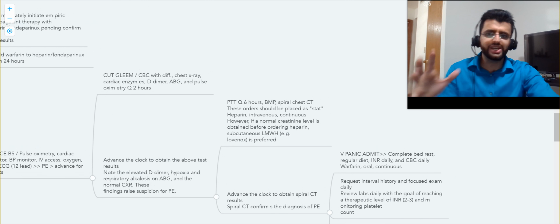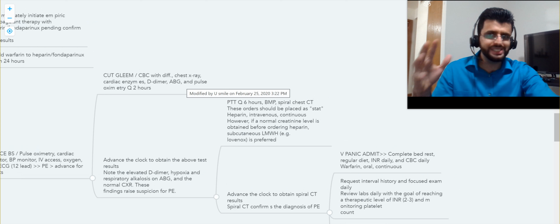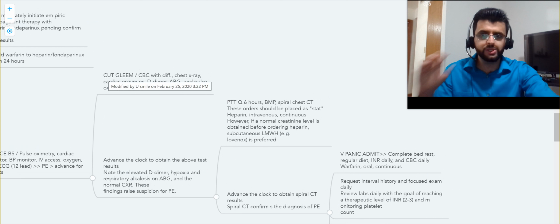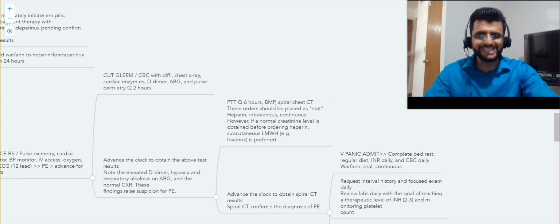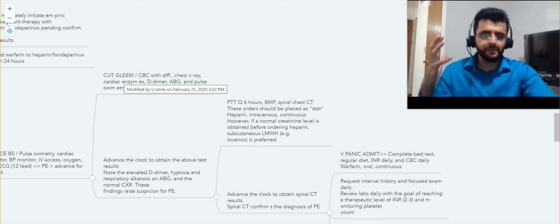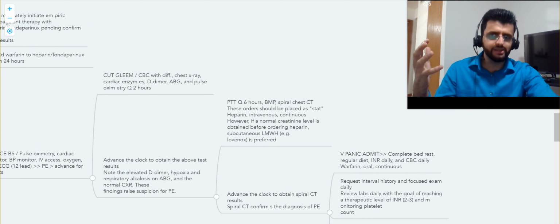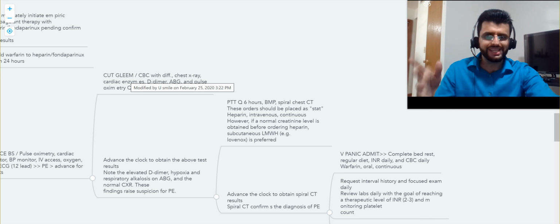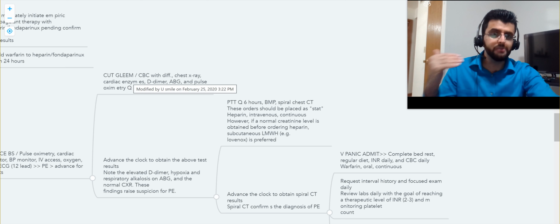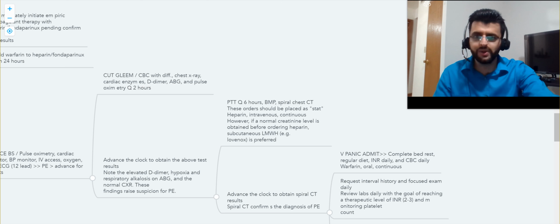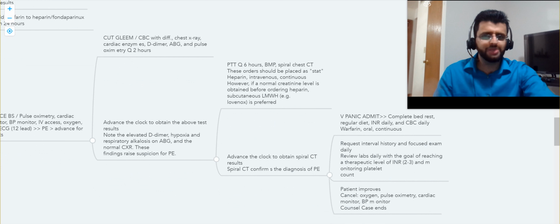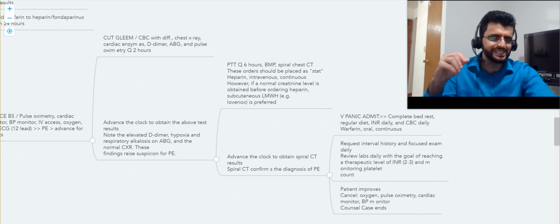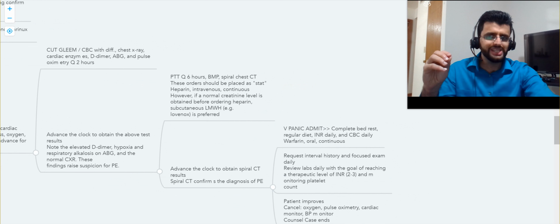Then you do the CUT GLEAM: C for CBC, CMP, chest x-ray; U for UA; T for TSH; G for glucose; L for lipid panel or liver function if there is no CMP in the exam; E for ESR; the other E, EKG; M for magnesium, phosphate. That's how I remember it. After that, you do the PTT, spiral CT, heparin.